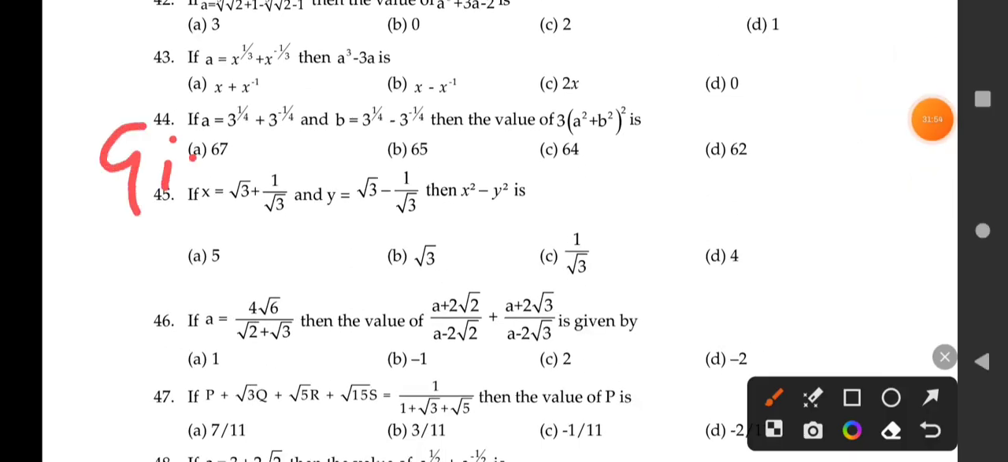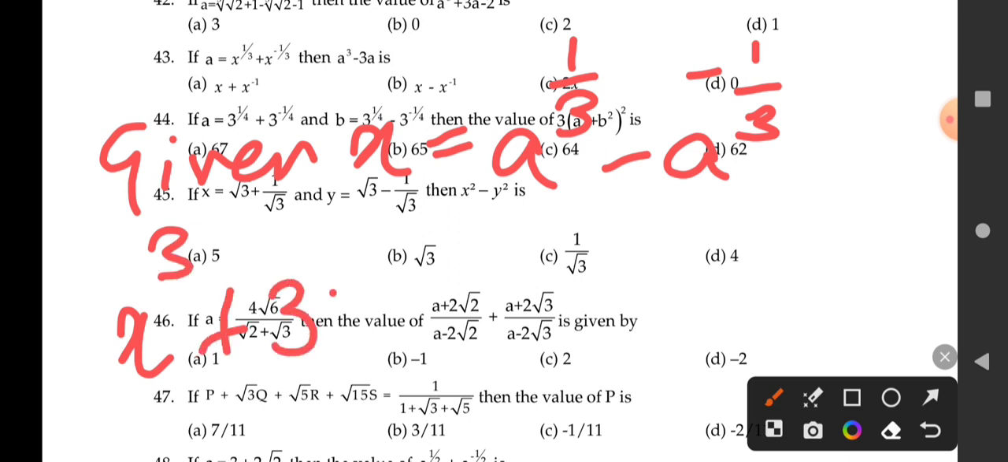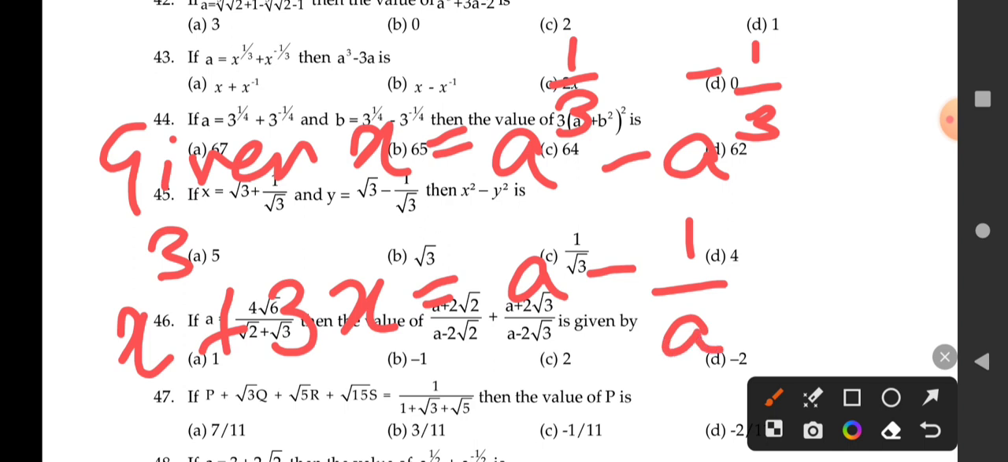If anybody of you has not written the formula, I am dictating it right now. Given x equals to a power 1 by 3 minus a power minus 1 by 3, what is x cube plus 3x equals to? It is equals to a minus 1 by a. This is the first formula. And the second formula is, given x equals to a power 1 by 3 plus a power minus 1 by 3, and you are asked x cube minus 3x, the answer is a plus 1 by a. So as per this formula, you get the answer as option number A.